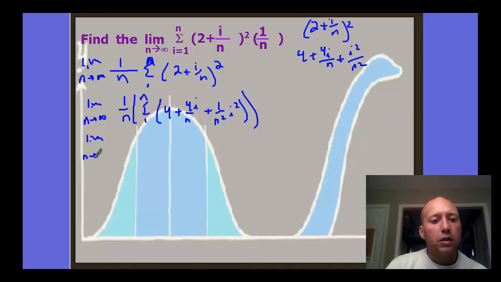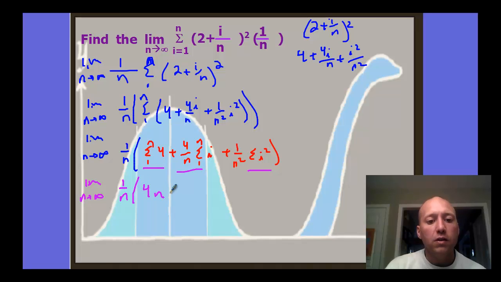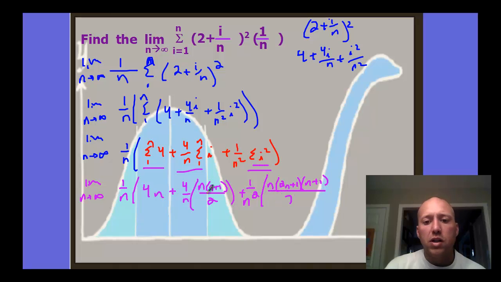which then helps me find the summation of each portion. So now we're going to do the summation and write each one. The summation 1 to n of 4 plus the constant 4/n times the summation of 1 to n of i plus 1/n squared times the summation of i squared. Then using our formula sheet, we can expand each of these summations. So 1/n, the summation of 1 to n of 4 is 4n plus 4/n times the summation of i, which is n times n plus 1 all over 2, plus 1/n squared times the summation of i squared, which is n times 2n plus 1 times n plus 1 all over 6.